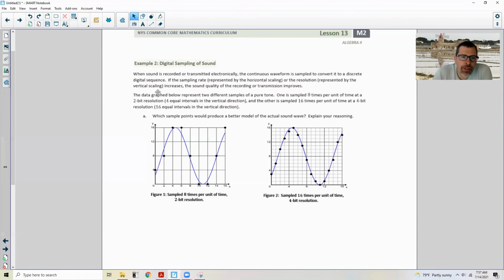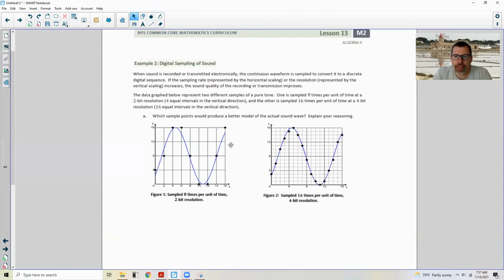Okay, so now it says here, when sound is recorded or transmitted electronically, the continuous waveform is sampled to convert it to a discrete digital sequence. If the sampling rate, represented by the horizontal scaling, or the resolution, represented by the vertical scaling, increases, the sound quality of the recording or transmission improves.